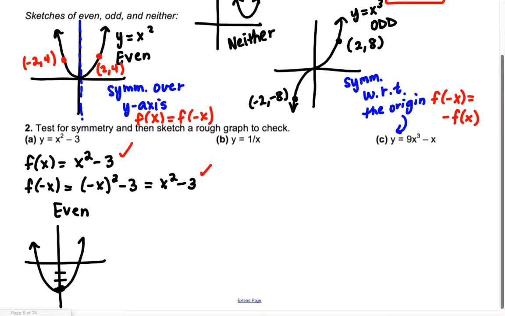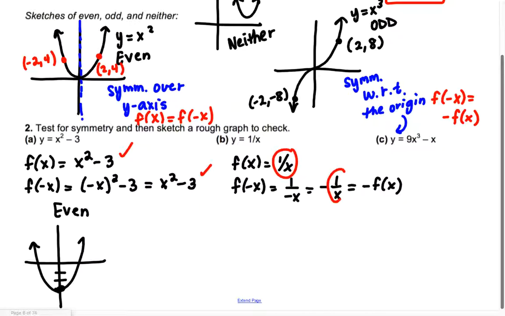All right, so y equals 1 over x. So if I have f of x, that's just 1 over x. F of negative x is 1 over negative x, which is negative 1 over x. Isn't that the opposite of what f of x was? It's negative f of x. Do you see how that works? F of x was 1 over x. So is it even or odd? It's odd.